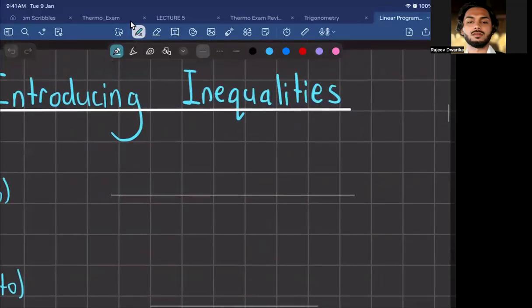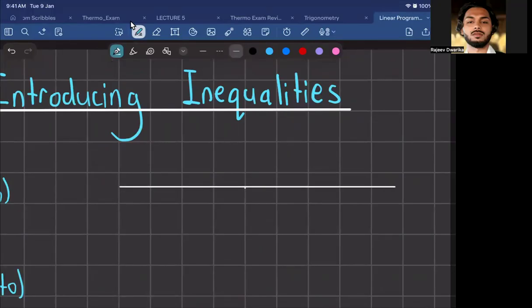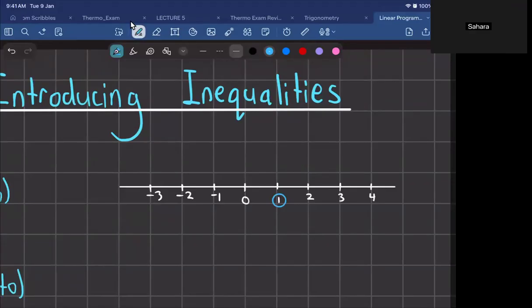And you know it's a number line? Yes, sir. So this will be 0, 1, 2, 3, 4, minus 1, minus 2, minus 3. So Sahara, let's just say we were looking at 1, right? Where would the values greater than 1 be located? Would it be located to the left or to the right? To the right. So wouldn't I point in this direction? Yes or no? Yes, sir.